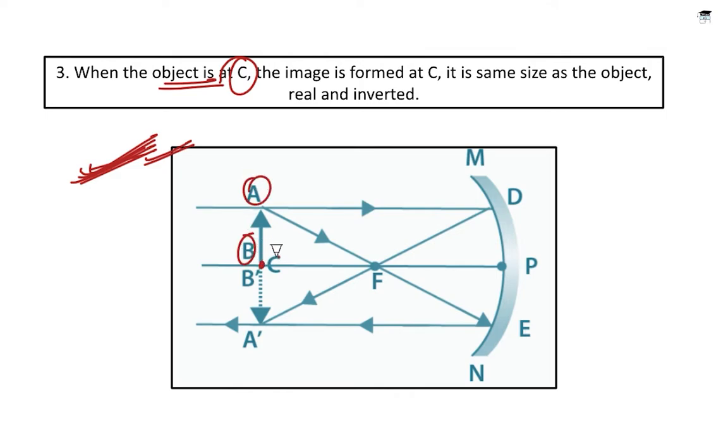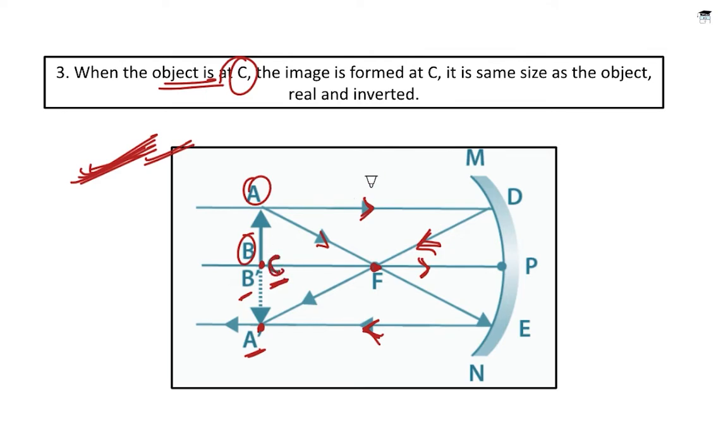It is placed at point C. We are going to take two rays here. The first ray that we have taken is the ray which is parallel to the principal axis. This ray after reflection will pass through the focus, right? And the second ray we have taken is the ray which passes through the focus, and after reflection it will become parallel to the principal axis. Now both these rays, this one and this one, after reflection meet at this point. So the image will be formed at this point. The image is A dash B dash, and as you can see, the image is formed at point C.